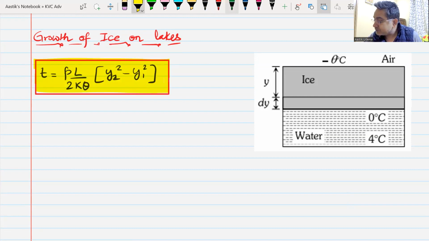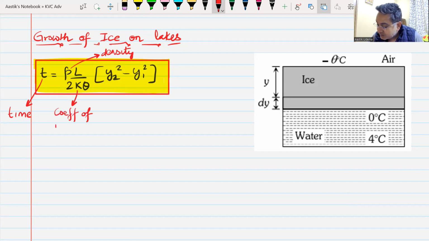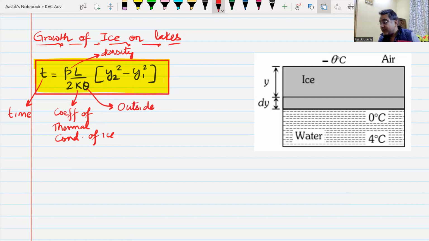T stands for what? Time. What does rho stand for? Density. Density of ice. What does K stand for? This is the coefficient of thermal conductivity of ice. Do we understand this? Yes, sir. What does this theta stand for? This is the outside negative temperature. But with proper sign, we have written it, so we'll take it as a positive value. Outside temperature. Do we understand this?